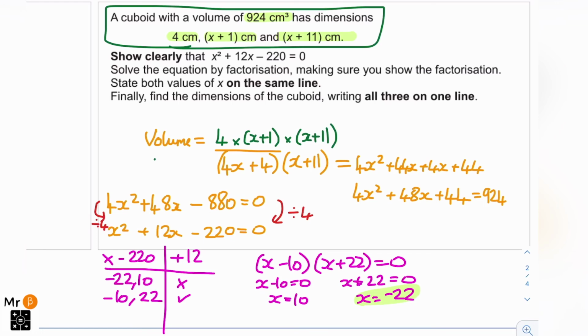So this answer here we can actually ignore because it doesn't make sense in context of our question. And actually our answer that we have to use is this x is 10. We then know one length is 4, the next length is 10 plus 1, which is 11, and then our final length is 10 plus 11, which is 21 centimetres. And they would be the dimensions of our cuboid.